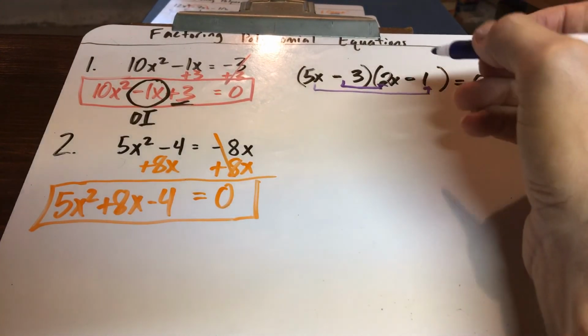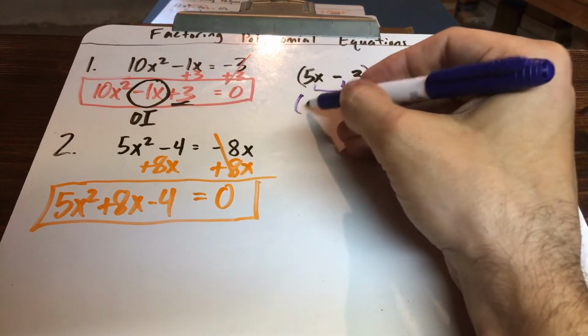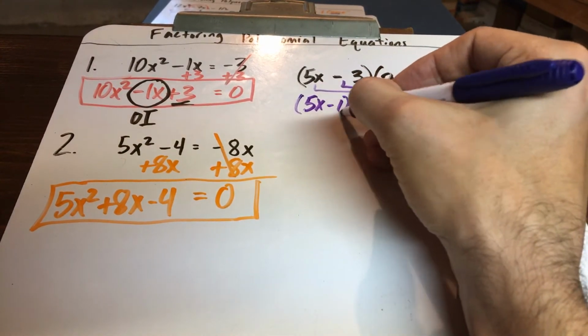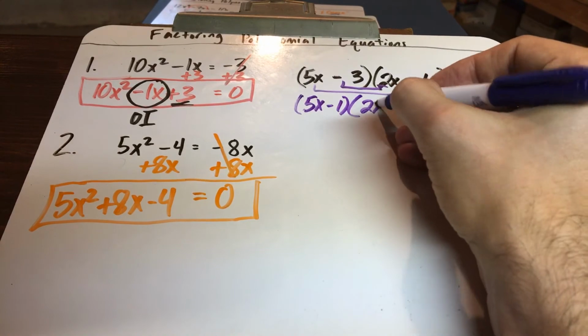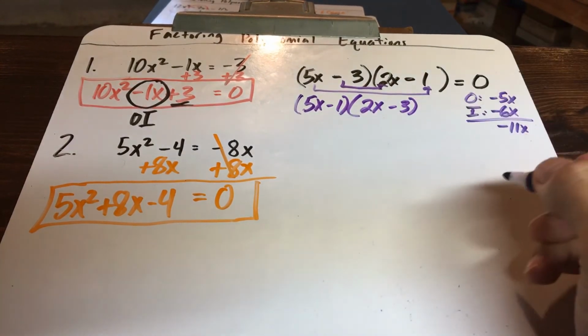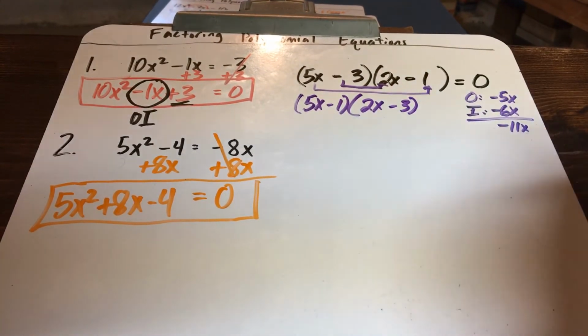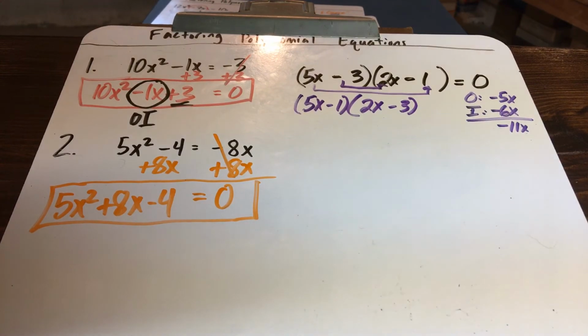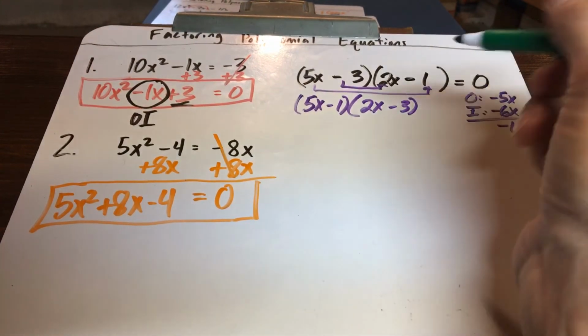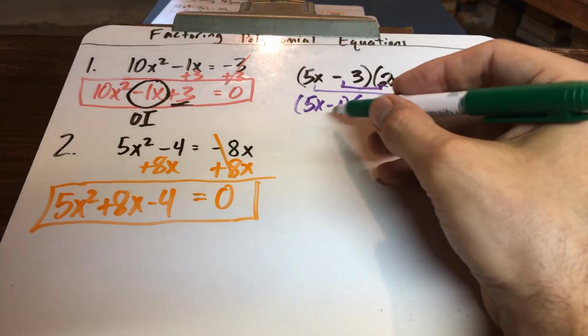All right, so let me try the other one. What happens if I flip it around? I put the minus 1 here and the minus 3 here. I don't think that's going to work either. In fact, I think I might have messed up this question. Now that I'm looking at it, I'm pretty sure I made a mistake. But anyway, I'll give this one a try.